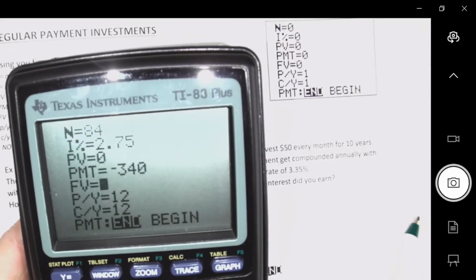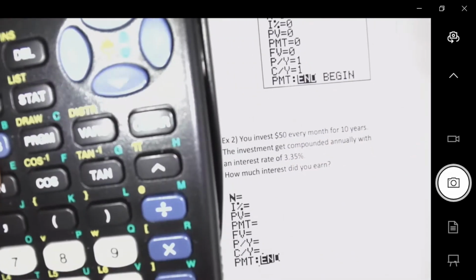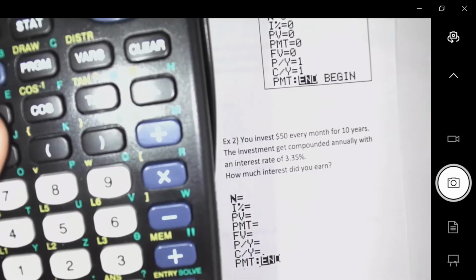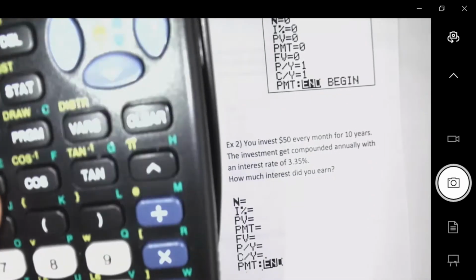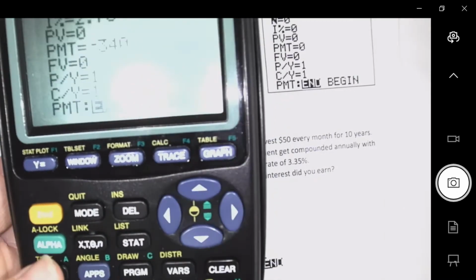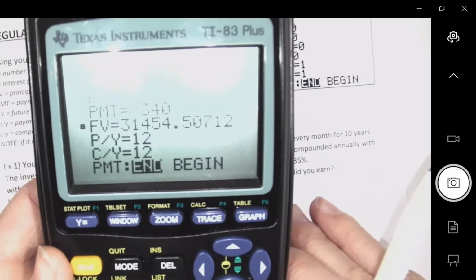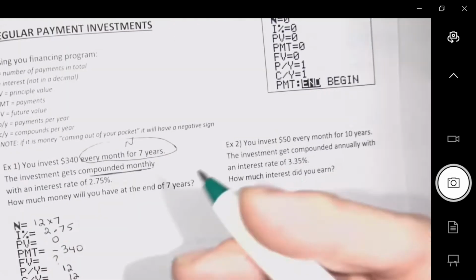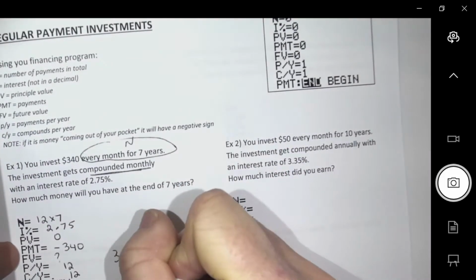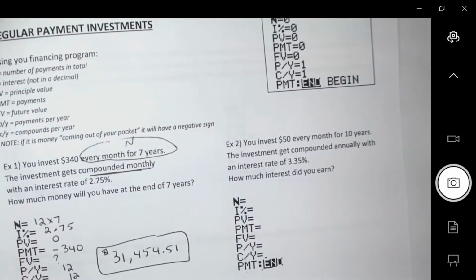Okay, now I'm going to go to the future value spot, and do you see here on your calculator, on top of the green enter, it says solve, so that means green. So I'm going to go alpha to hit the green enter. And there it is, that's the answer. So after 7 years, that's how much money you're going to have after 7 years.